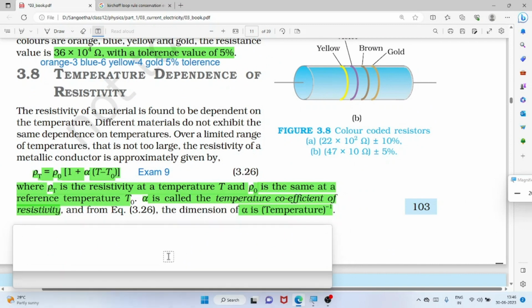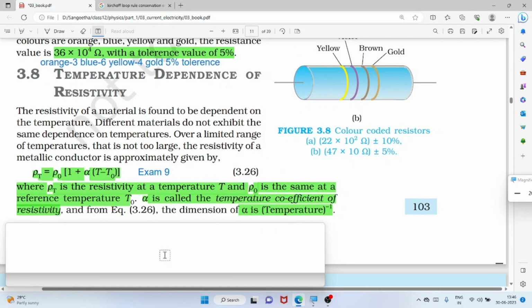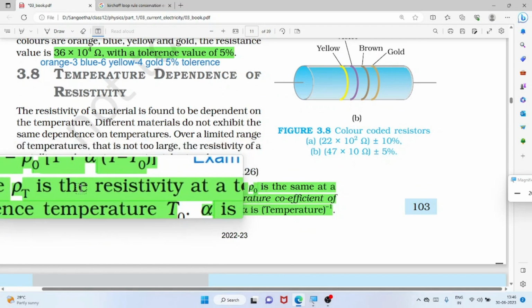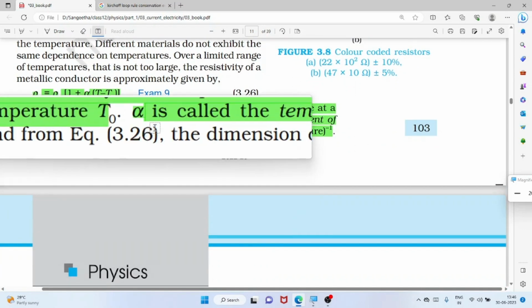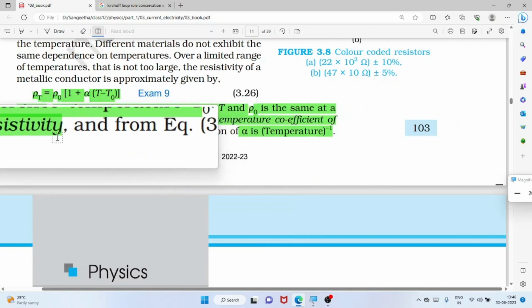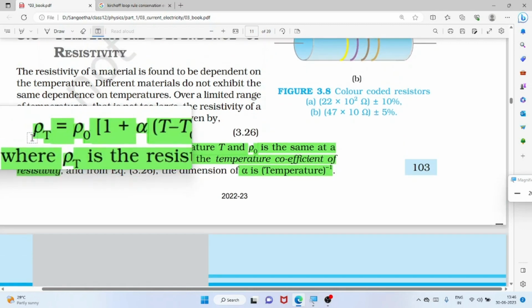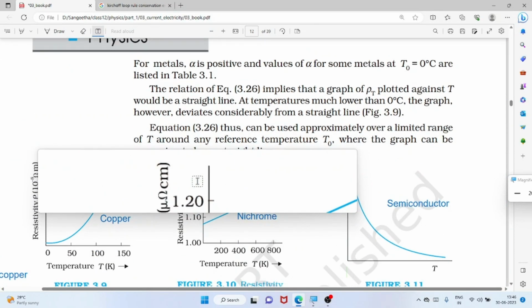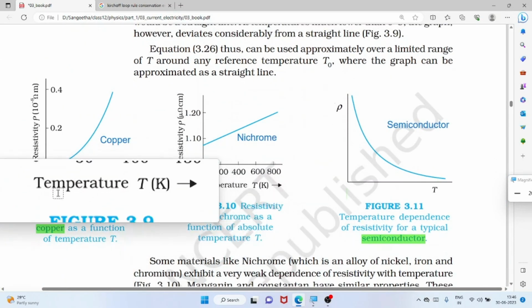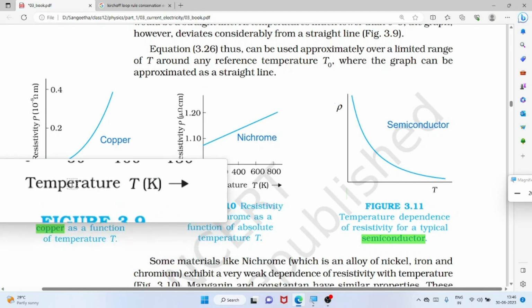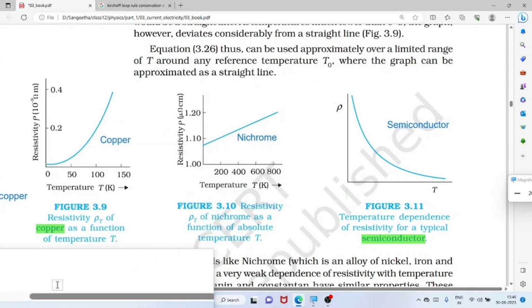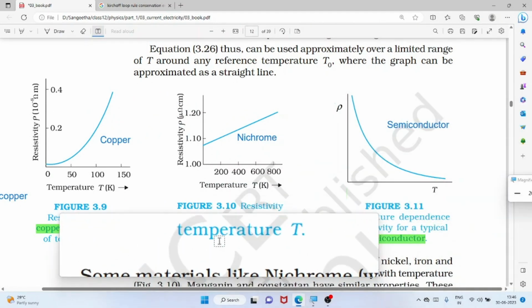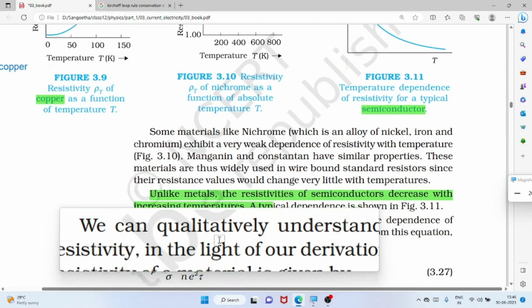Temperature dependence of the resistance. This is how resistivity varies with the temperature. Alpha is the temperature coefficient of resistivity here, this alpha. This is how the resistivity varies with temperature for copper, this is for nichrome, and this is for the semiconductor. Resistivity, how it varies with the temperature.